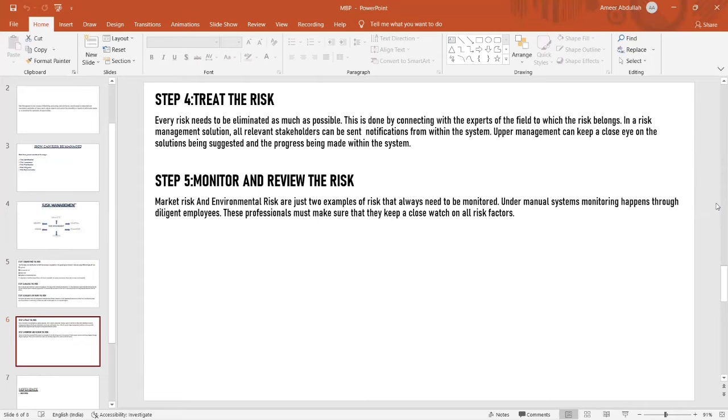Last step, monitor and review the risk. Not all risk can be eliminated. Some risks are always present. Market risk and environmental risk are just two examples of this. This type of risk needs to be monitored. Under a manual system, monitoring happens through diligent employees. These professionals must make sure that they keep a close eye on all the risk factors. Under a digital environment, the risk management system monitors the entire risk framework of the organization.